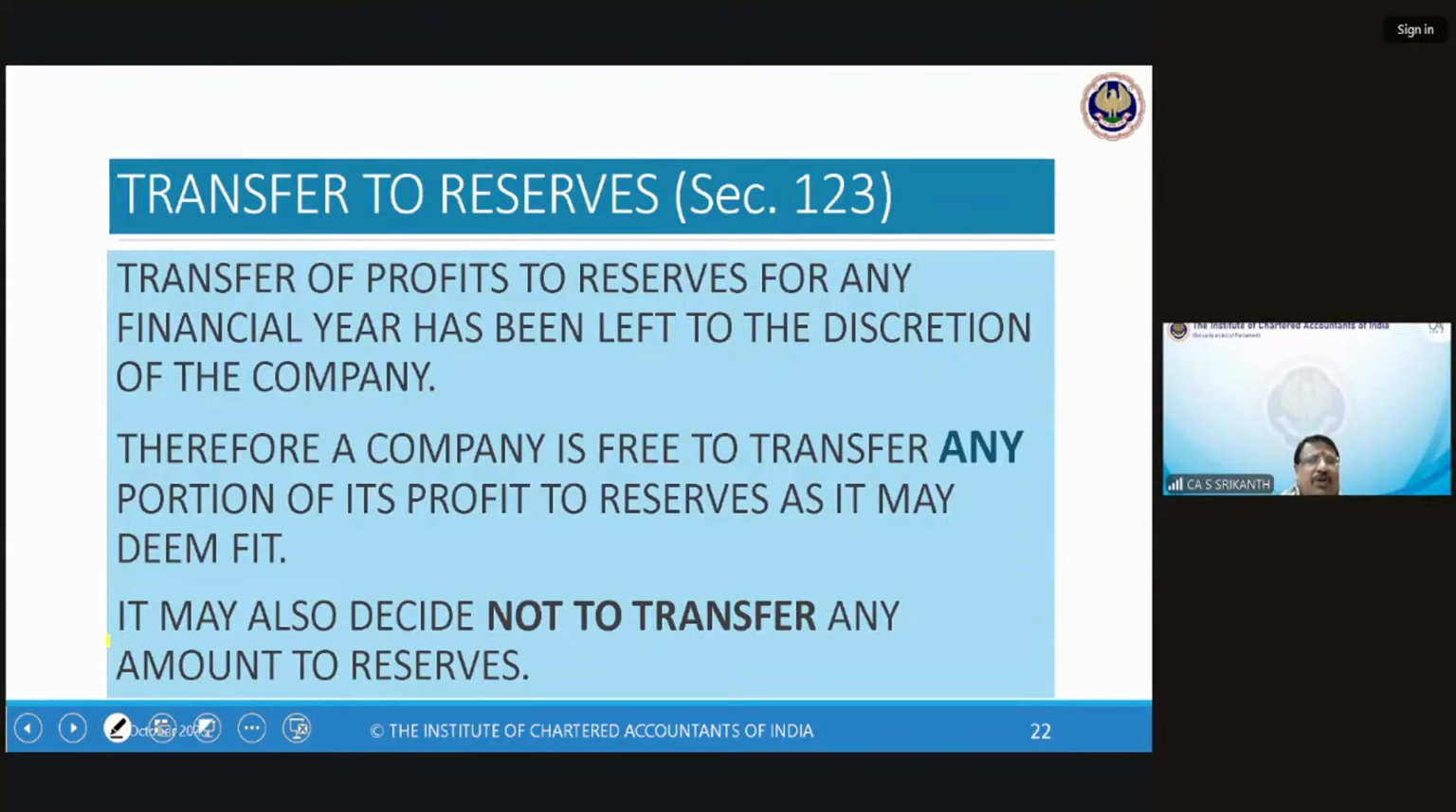Now, only one point you should remember. There is no compulsory transfer of profits to reserves condition. It is left to the discretion of the company. That means the board of directors. When they say company here, they mean the board of directors. It's the board who has to decide whether to transfer. Again, you are all experts in accounting and finance, and I'm even shy and afraid to talk to you. But still, what is the difference between a surplus and a reserve?